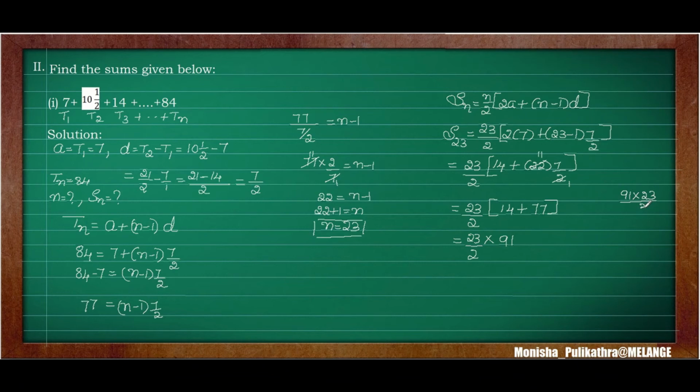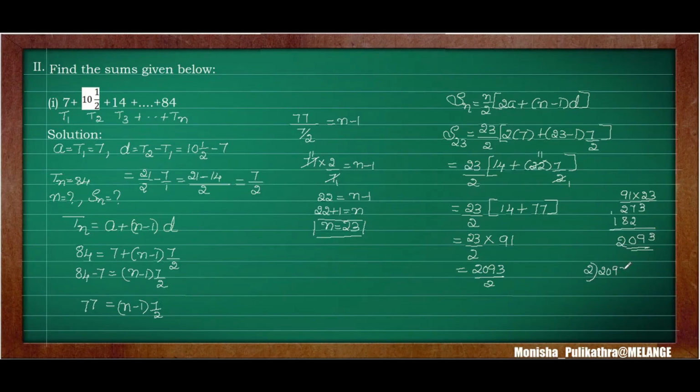Okay. 3 1s are 3, 3 9s are 27. Next 2 1s are 2, 2 9s are 18. So 3, 9 and 10, 1 carry 2. So it is 2093. So 2093 divided by 2. We can keep the answer like this itself, or else we can divide it.